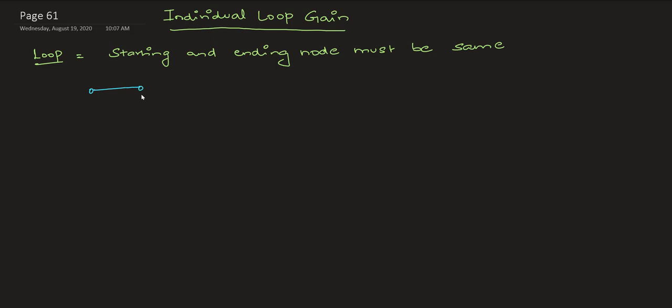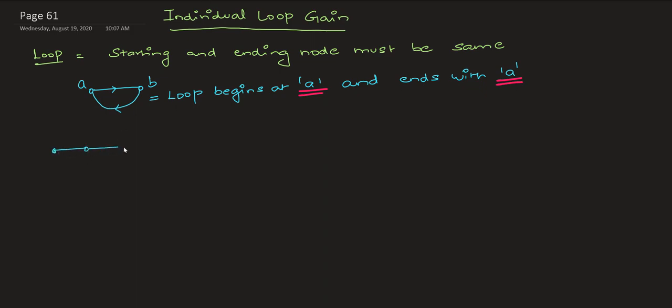So we have just found a single variable in the Mason gain formula. Next, let's go for the delta. The delta formula is 1 minus the sum of individual loop gains plus the sum of non-touching loop pairs, right? So this was the formula for delta. Let us now find the loop gains in this step. Before I start with the loop gain, what do you mean by a loop?